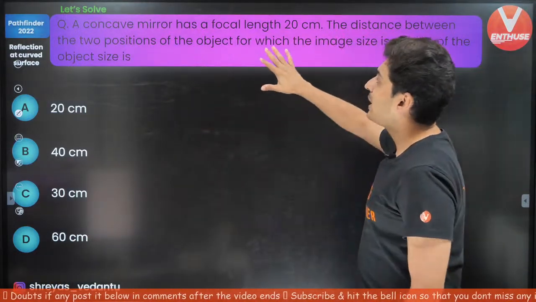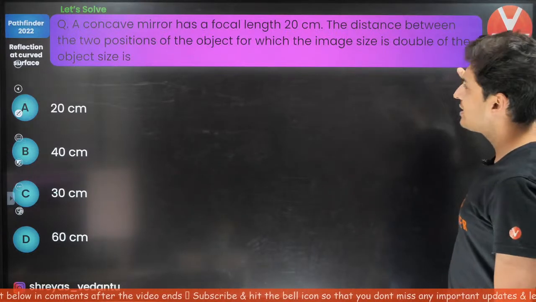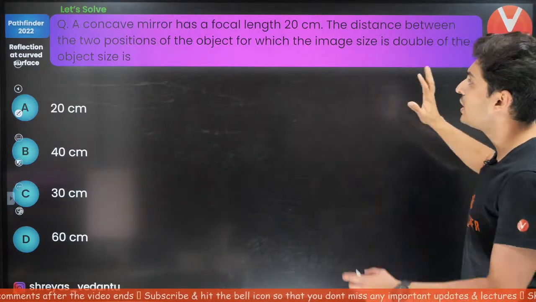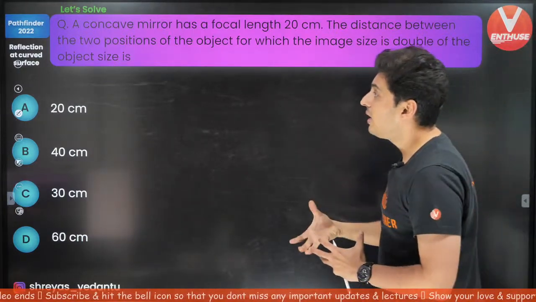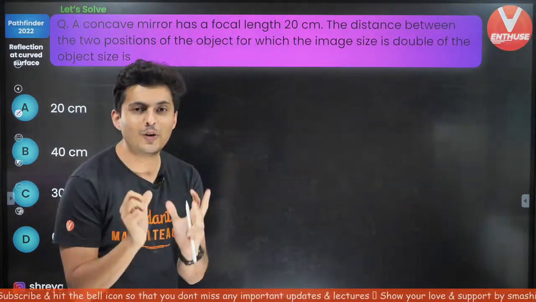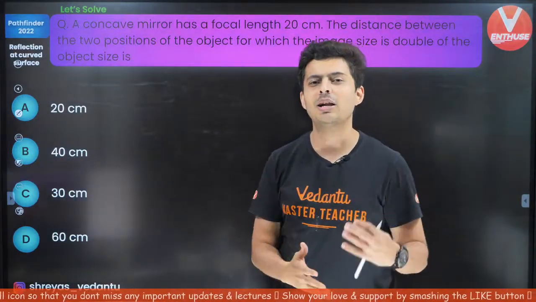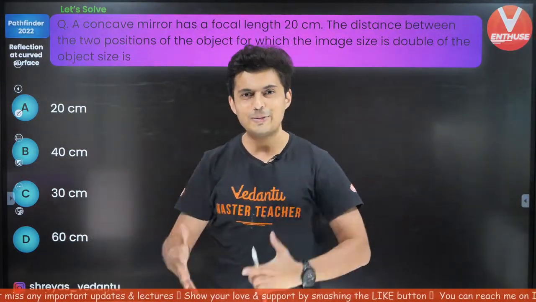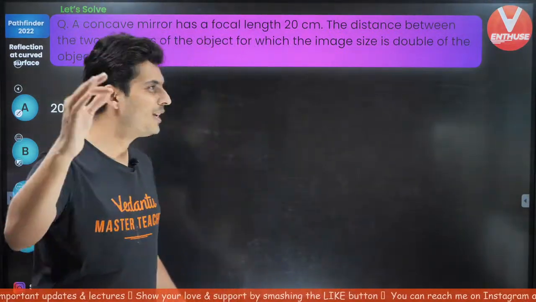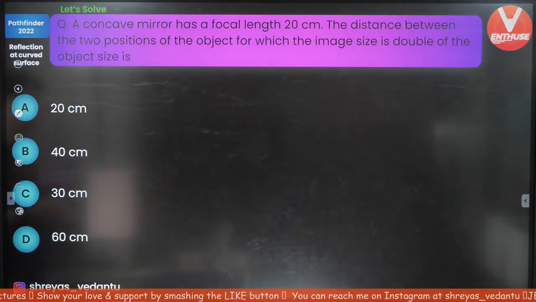A concave mirror has a focal length of 20 centimeters. Find the distance between the two positions of the object for which the image size is double of the object size. Very tricky question. Till now, we had decent questions. It was more like 10th standard. Many people were like, sir, go fast. Hold on, we are coming there. Amazing questions, advanced mains questions coming up now. Let's see how many of you can do this.